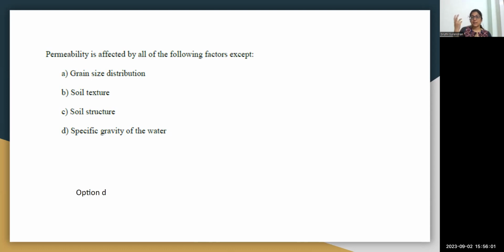Specific gravity is the density of a material relative to the density of water, which gives us the specific gravity of a material. Since it is water we are talking about, the specific gravity of water is 1, and it is not a factor involved in affecting permeability. So option D is the correct option. Do not get confused between the specific gravity of water and the unit weight of water.